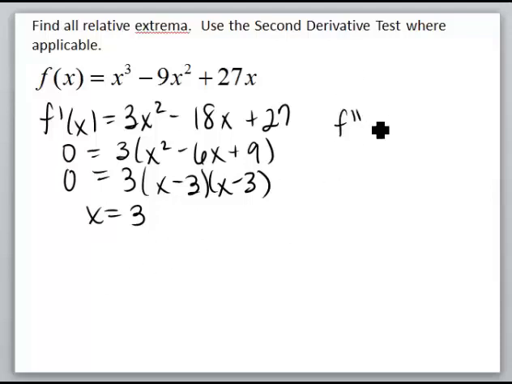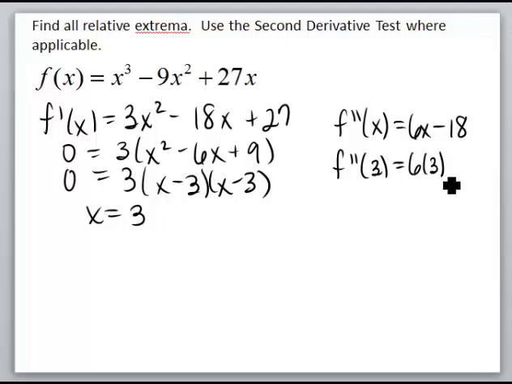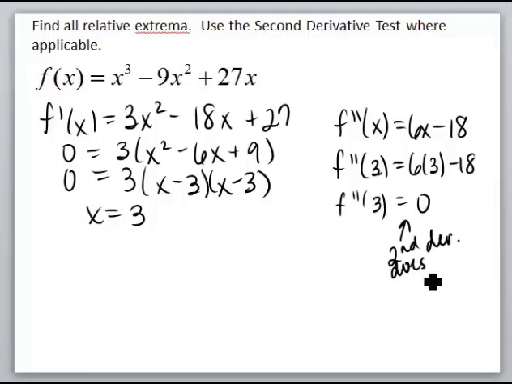I could test it with intervals too, just like we did in section 3.3. But I'm going to use my second derivative test. It's a little bit faster because my second derivative is very easy to find. When I plug in 3 into my second derivative, I get 0. So it's neither concave up nor concave down, and I can't use my second derivative test. So while I thought this was going to be easier, it ends up being a little bit more work. The second derivative test does not apply because I didn't get a positive or negative value. If I would have, I could have just been done.